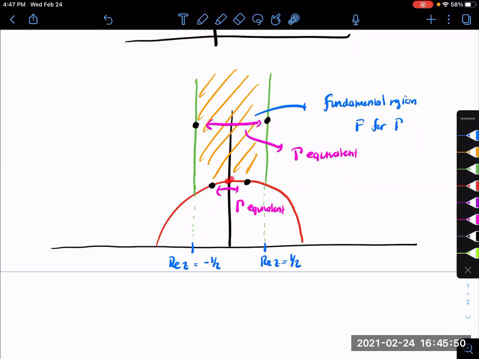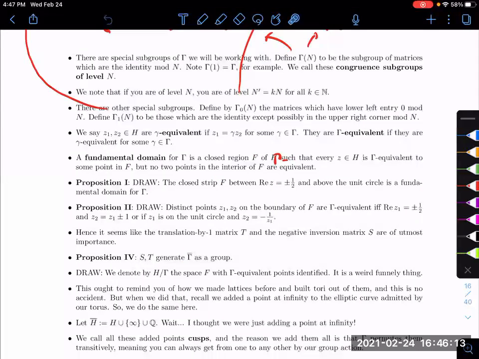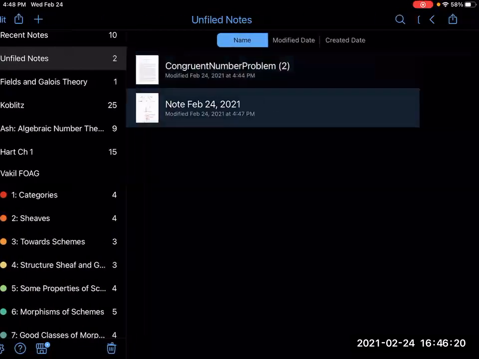Which means, I guess, that up here at i is just not really gamma equivalent to anything, right? But every other point is gamma equivalent to the point right across from itself, across the y-axis. So we have this, and this proposition makes you wonder something, right? Let's actually go back to this picture for a second.